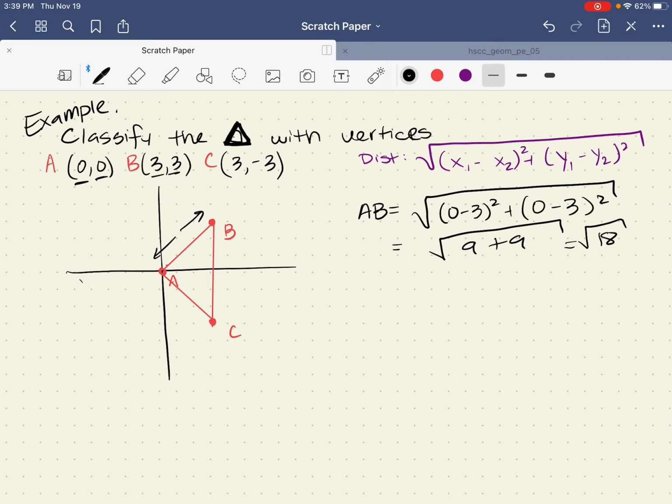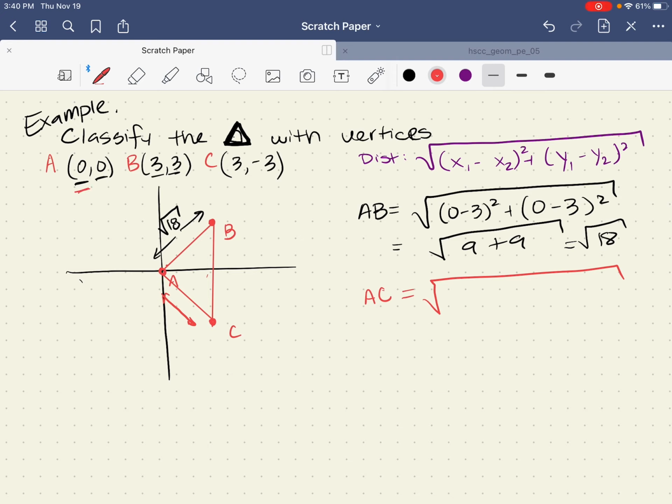Normally I would simplify it, but we're just trying to figure out if any of the other sides have the square root of 18. Now, if the numbers come out different, then I'm going to look for different things. Like I might actually plug it into a calculator or something. All right, next, I'm going to find this guy just because it looks like it might be the same as that one over there. So I'm going to find AC now. It doesn't matter which one you find first, second, or third, but I'm going to find AC next.